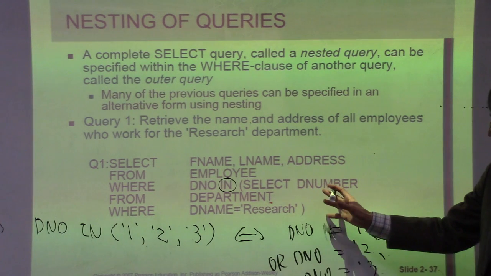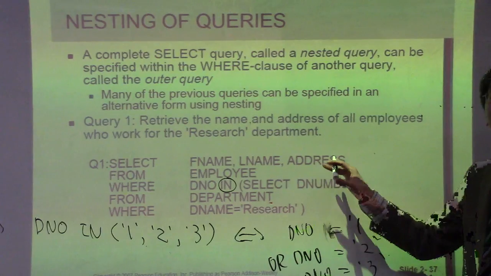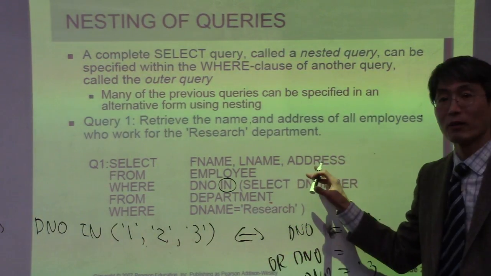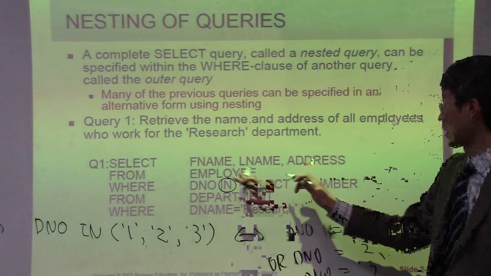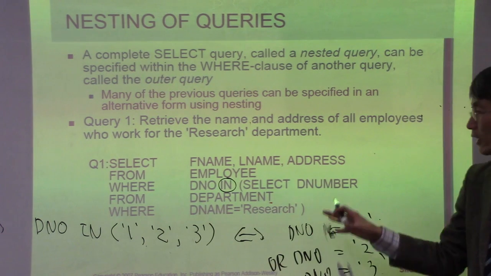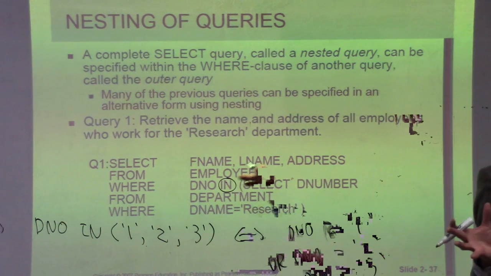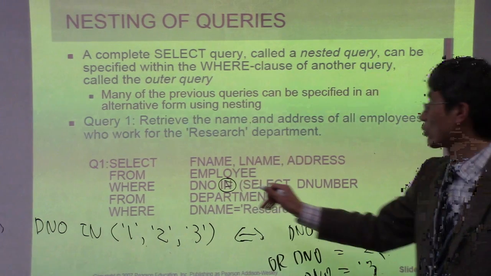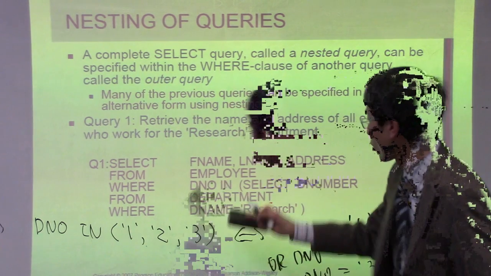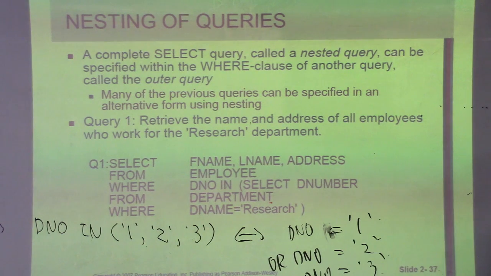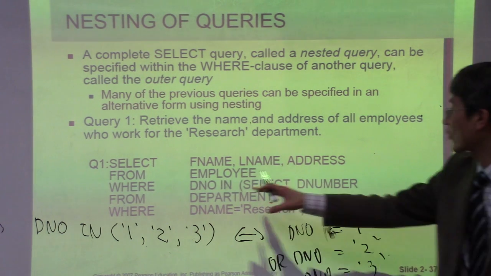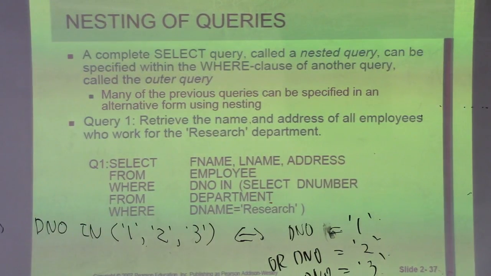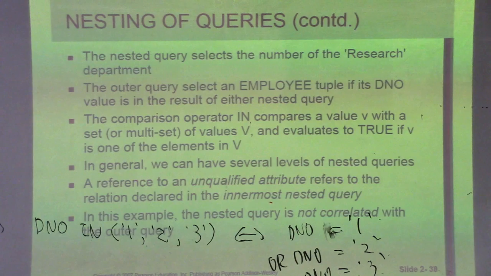In this case, there might be one or more D numbers. We know that here there's only one, but sometimes, depending on the query, the inner result is 1, 2, 3. When you do not know how many records will be returned, instead of equality you can use the in operation. In is automatically changed into a logical or. If one of these is satisfied, then that employee will be returned. So this is another way to write a query for the same requirement.